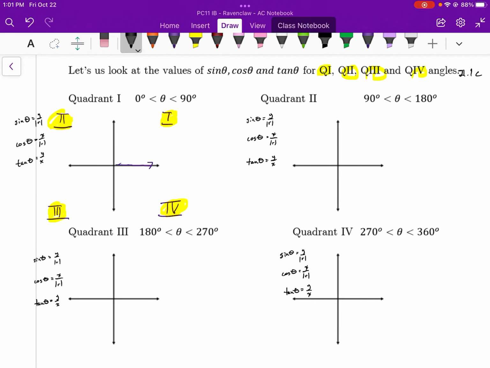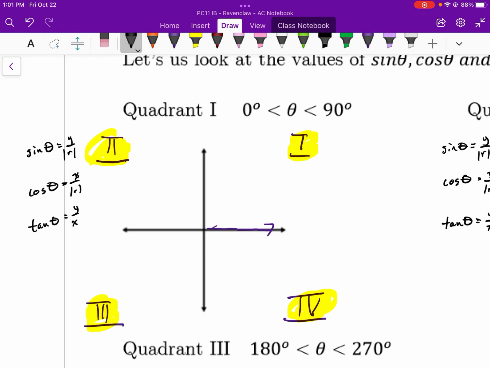So we're going to take a look at the values of sine, cosine, and tangent in quadrant 1, quadrant 2, quadrant 3, quadrant 4. On the first graph, I have labeled quadrant 1, quadrant 2, quadrant 3, and quadrant 4 and highlighted them in case you need a reminder where they are. So allow me to zoom in and consider an angle in quadrant number 1.